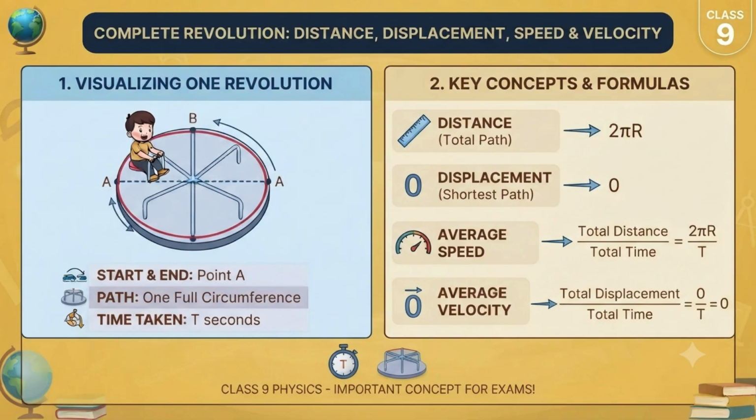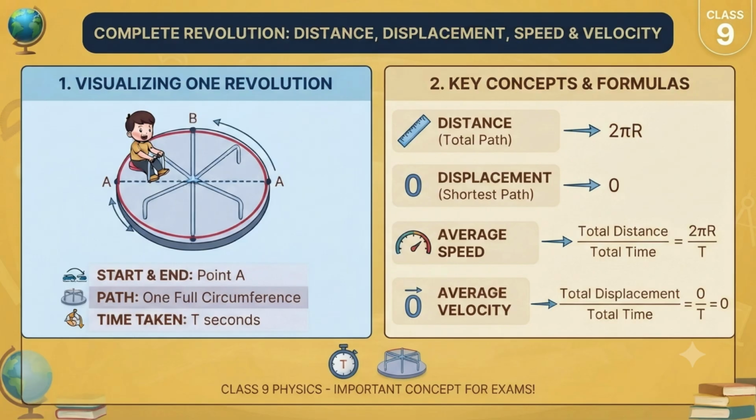Now here's an interesting question. What is the displacement after one complete revolution? Think for a moment. The child starts from one point and returns to the same point. Since the initial and final positions are the same, the displacement is zero. This is a very important concept and is often asked in examinations.